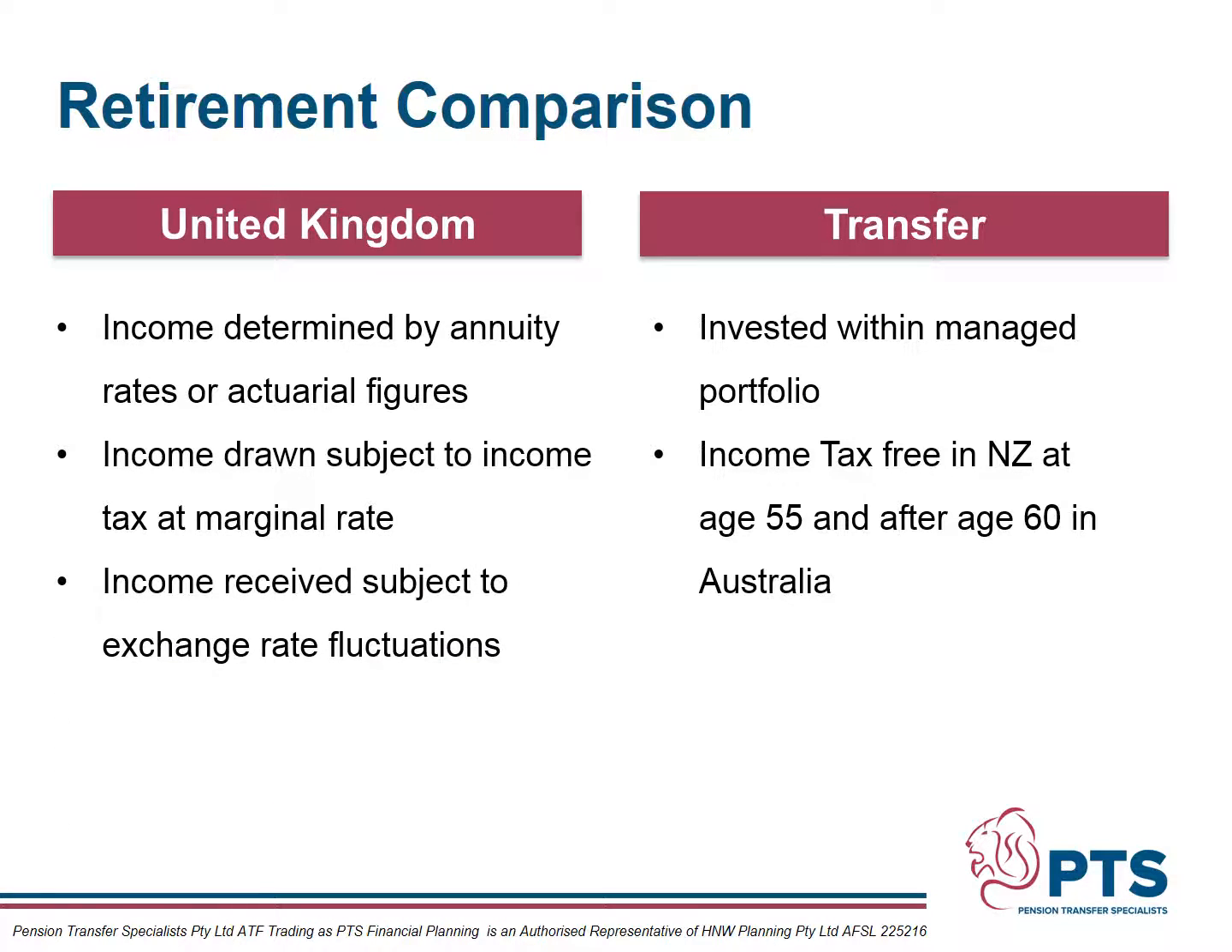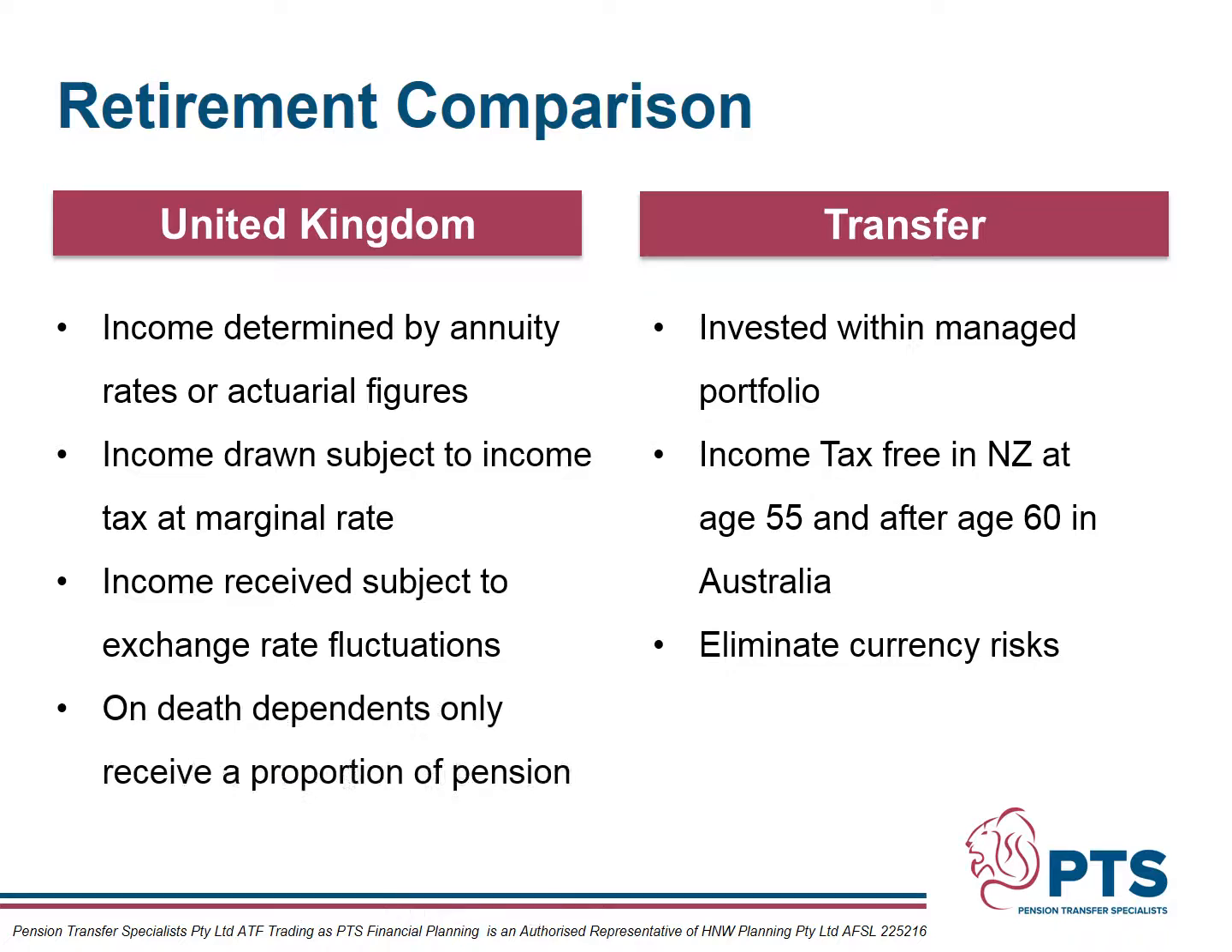UK income received is subject to exchange rate fluctuations. By transferring these funds, you can eliminate any currency risks. Upon death, if your fund is left in the UK, your dependents may only receive a proportion of the pension. If transferred, the dependents will be entitled to 100% of the entire fund upon death.